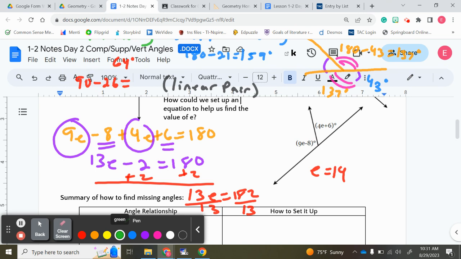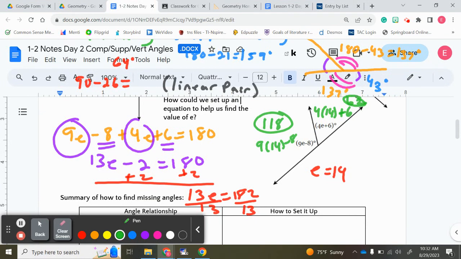Now I'm going to take this 14 because sometimes you do need to do this, and I'm going to substitute in to find each angle. So this is going to be 9 times 14 minus 8, and this will be 4 times 14 plus 6. Who can tell me what each angle measures? Yep. 118 and what'd you say? 62. Good job. So that's how you solve for the angles. That's how you solve for the variable.